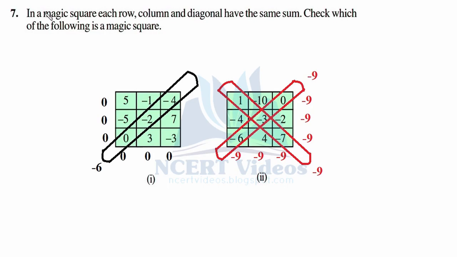Question 7. In a magic square, each row, column and diagonal have the same sum. Check which of the following is a magic square. So we have to check for the magic square and the criteria is given. So this is your square, these are vertical.